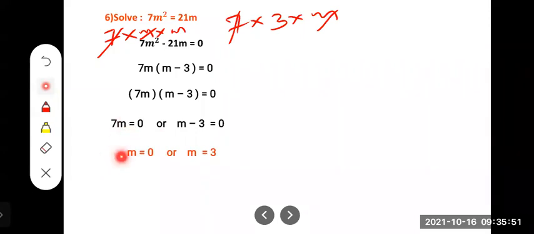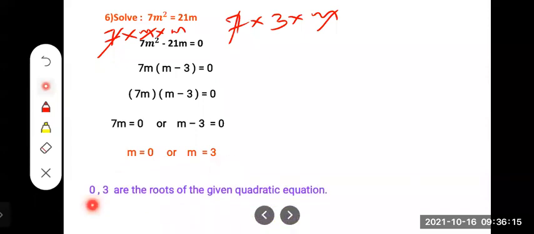Then, therefore, m equal to 0, the 7 will come in the denominator. So 0 upon 7, you will get 0 only. So m equal to 0, directly you can write it. Or m equal to, this minus 3 comes to the other side, it becomes plus 3. Clear, children? So m equal to 0 or m equal to 3 is our answer. The last answer how we can write? Therefore, 0, 3 are the roots of the given quadratic equation. Understood, children? Understood? Yes.